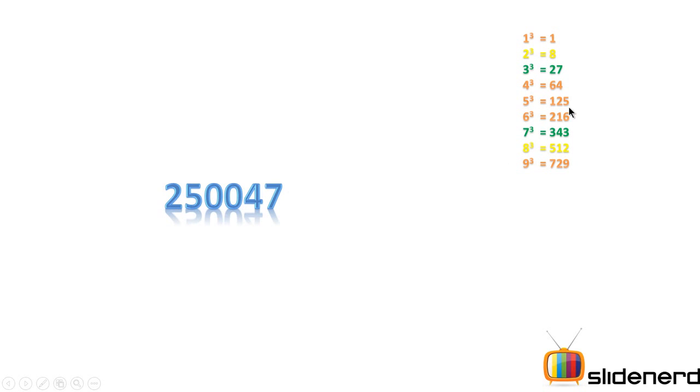Now if I look at the table again, 250 lies between 6 cube and 7 cube, because it is greater than 216 but less than 343, that is 7 cube. Since it is not crossing 343, we're going to consider 6 as the tens digit. So if I combine them, I have a 6 and I have a 3. So the answer is 63.